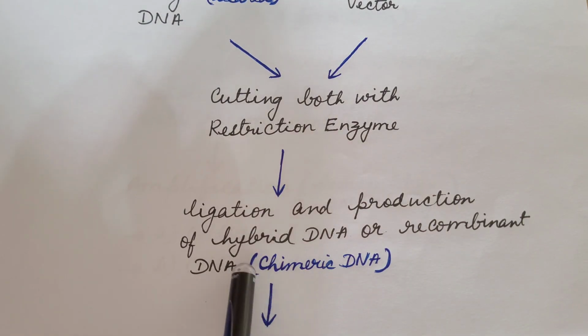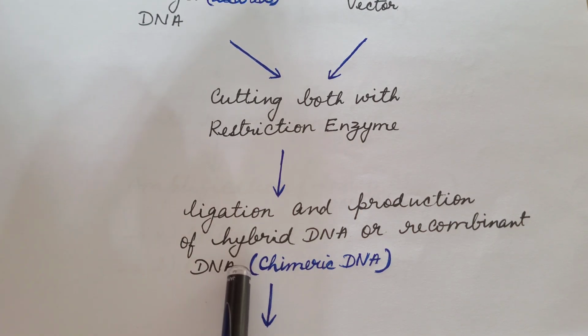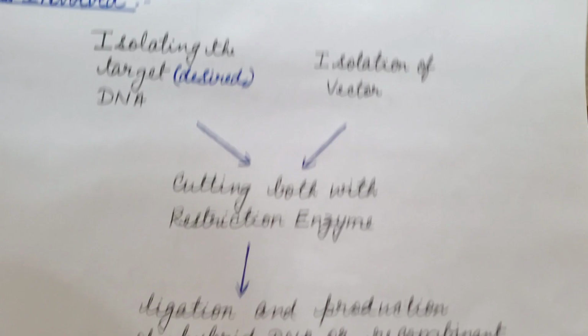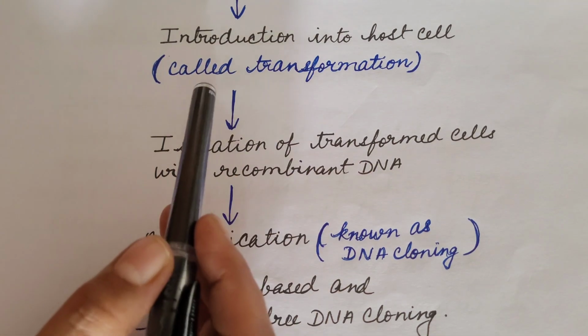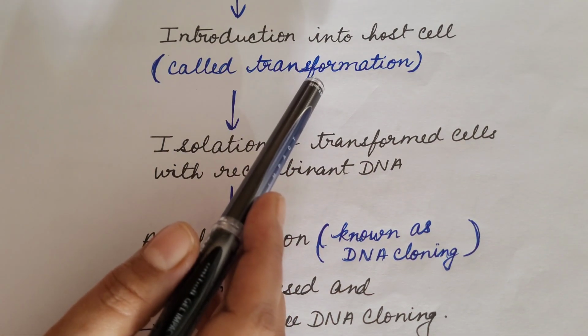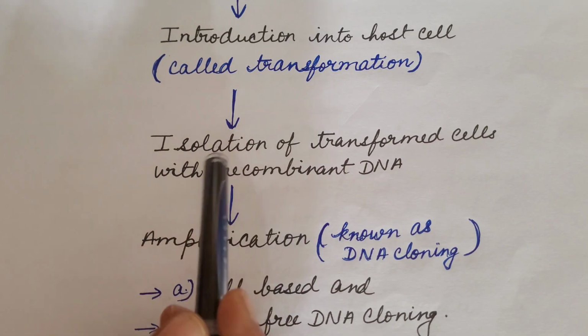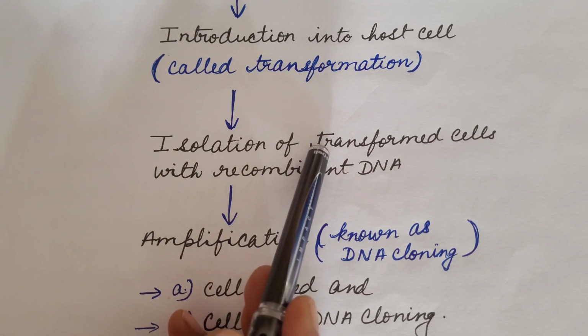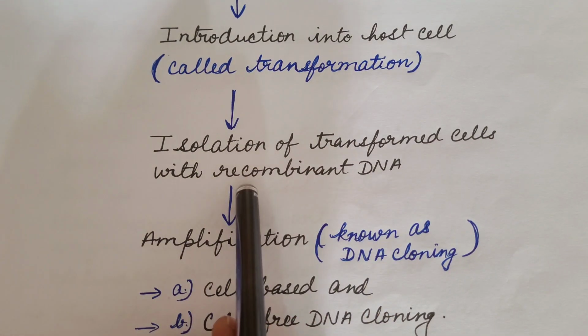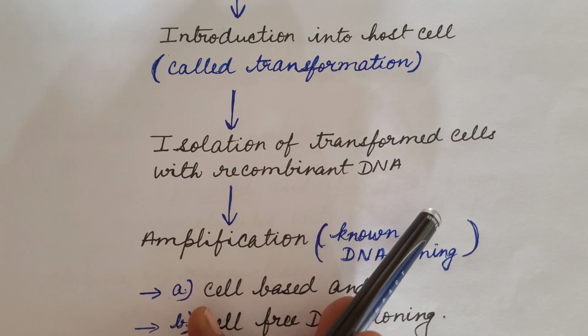So both the isolated DNA and vector are ligated to produce recombinant DNA, also known as hybrid DNA or chimeric DNA. Then introduction into host cell, called transformation. So this recombinant DNA is then introduced into the host cell. After that, isolation of transformed cells with recombinant DNA.